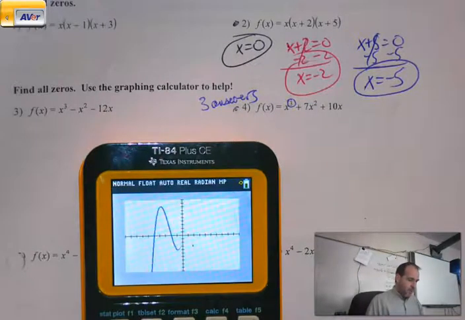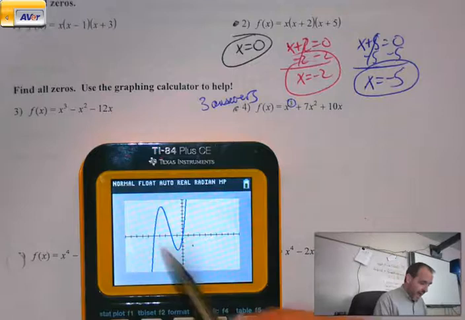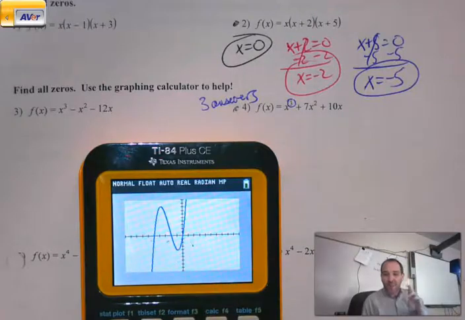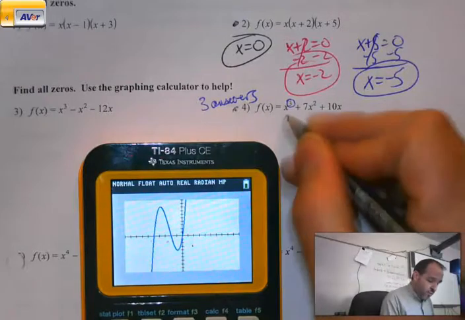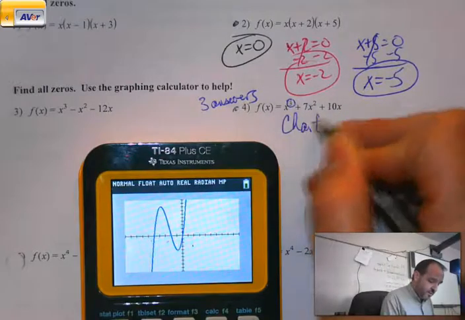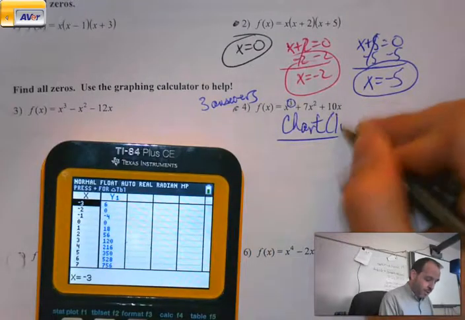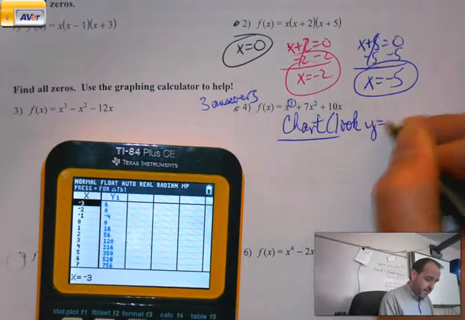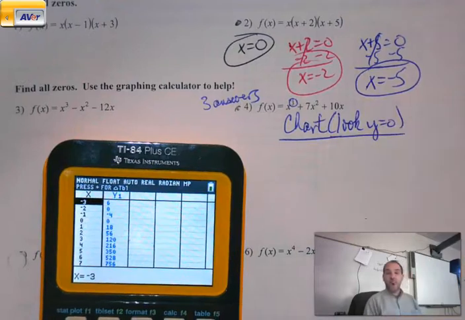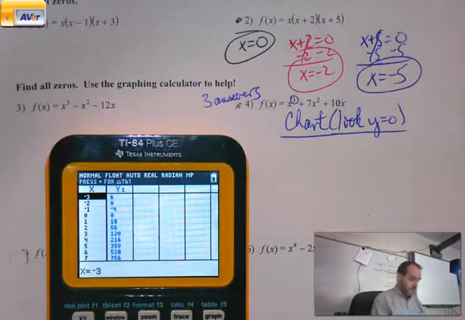Now remember, what we're looking for is where does it cross the x-axis? Where are the x-intercepts? So if there's 3 of them, I can see that there's 3. All I'm hoping is that they're all whole numbers. Okay? So we're going to use the chart on our graphing calculator. And we're looking for y equals 0 values because those are the x-intercepts.